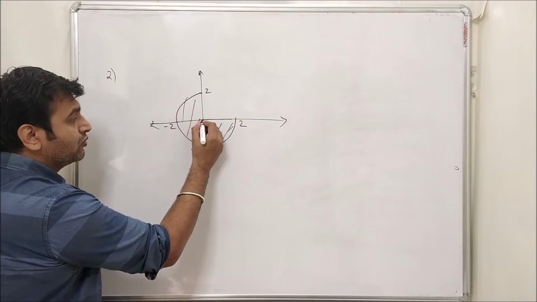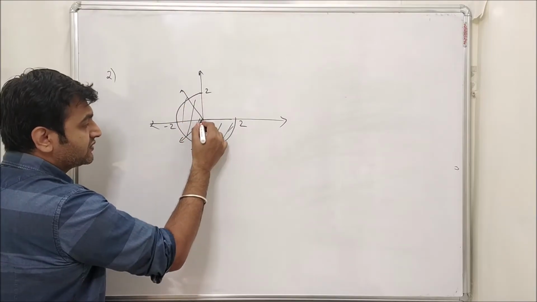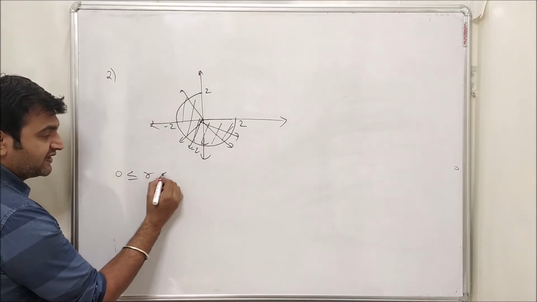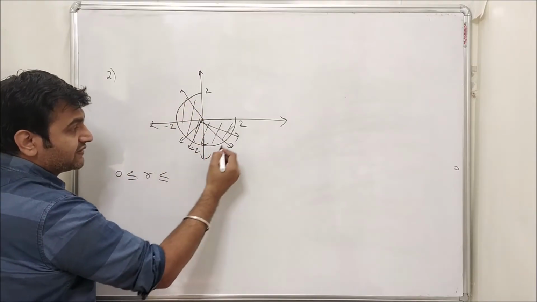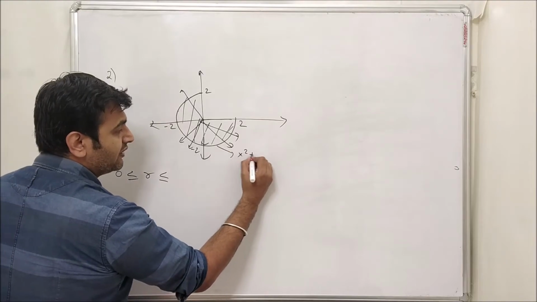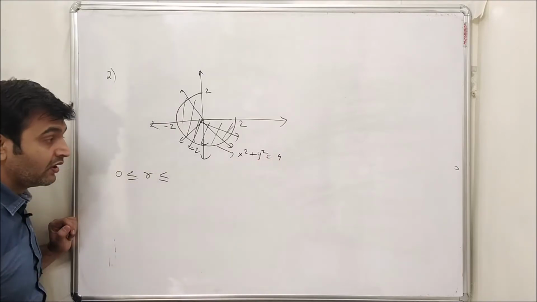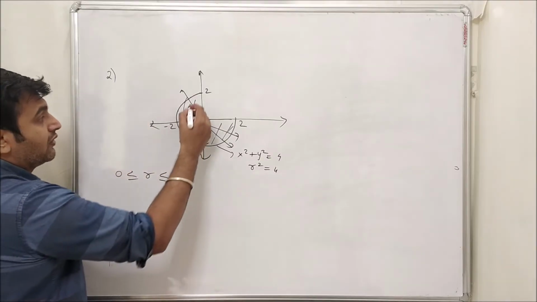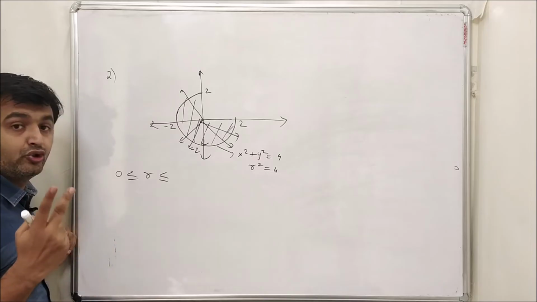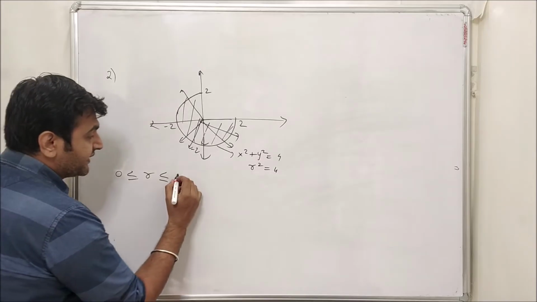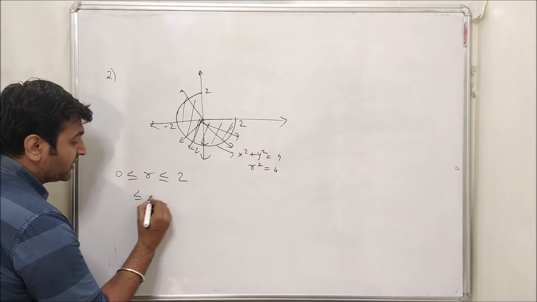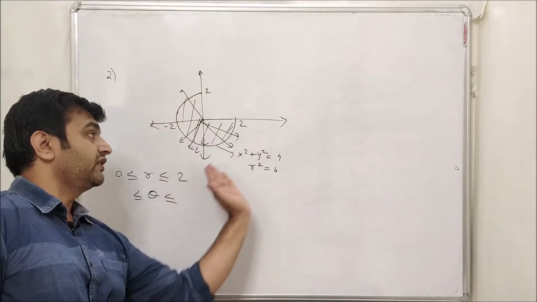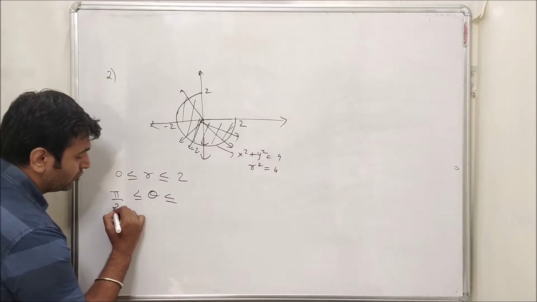So here again you do the same thing. You draw the radial lines. You see where it is starting and where it is leaving. So your r is starting from 0 and it is coming out from these points. What is this? This is nothing but x square plus y square equals 4. That is nothing but r square equals 4. That means r is 2. So all these points are at a distance of 2 units from the origin. So r is going from 0 to 2. Now what about theta? As you can see, your theta is starting from here, pi by 2. So theta is going from pi by 2 to 2 pi.